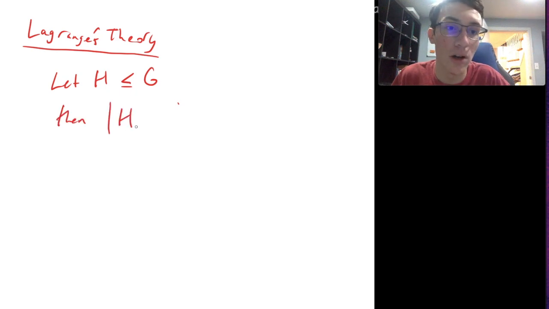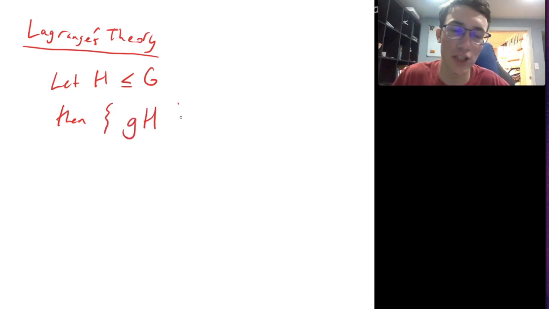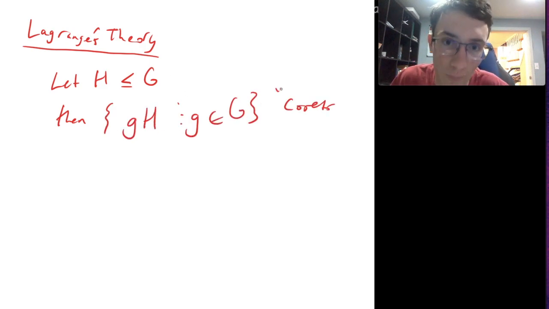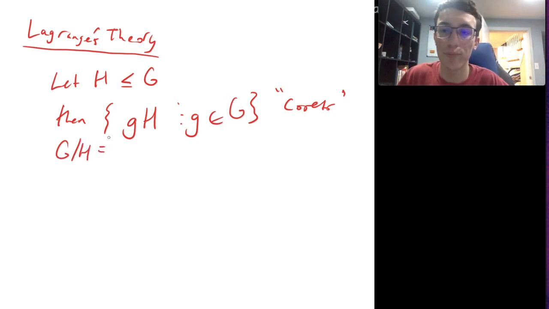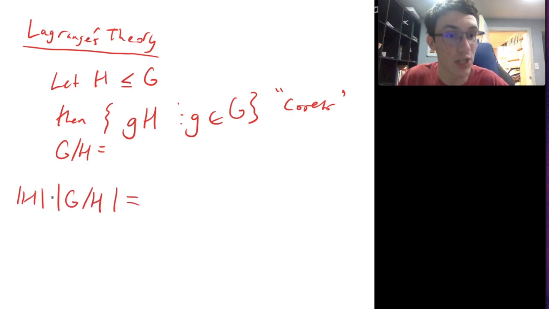Then, let me say it like this: if you look at the set of cosets of G by H, which is the set of all gH, these are called cosets. And we actually call this something. You can prove this is a group. We call it G mod H. This is basically what G mod H is. And the cool thing is that the order of G mod H times the order of H is equal to the order of G.